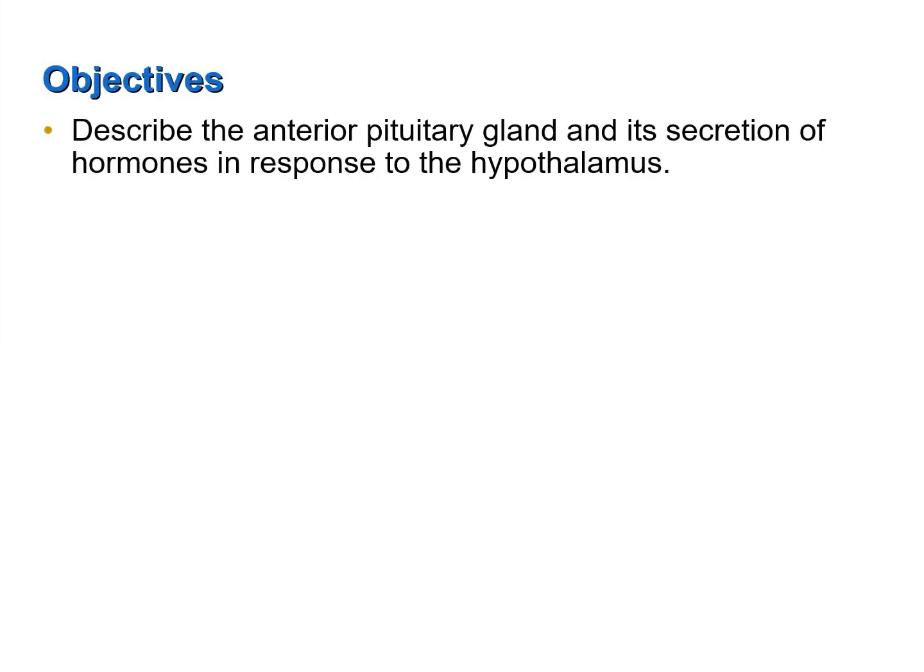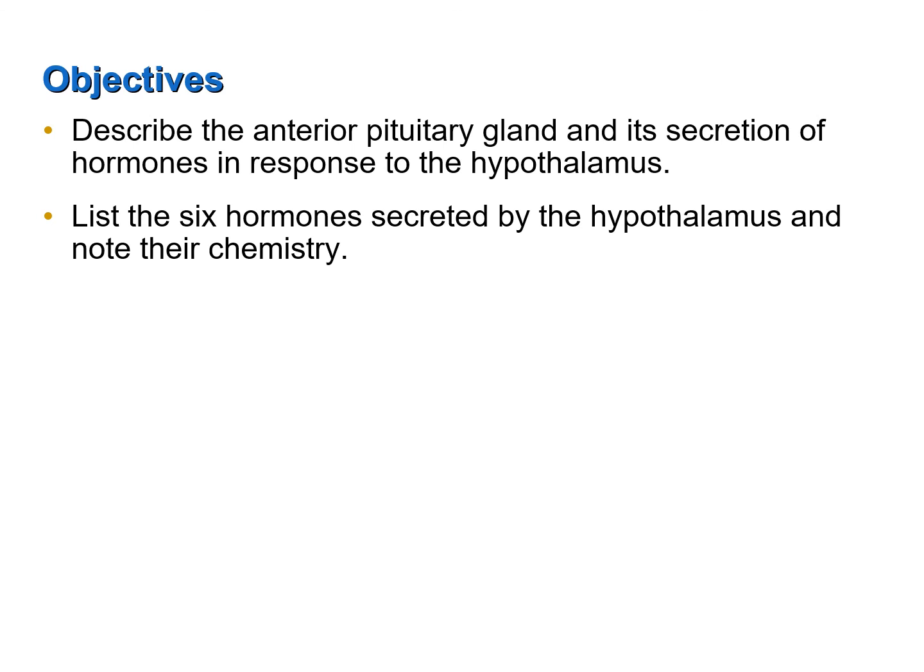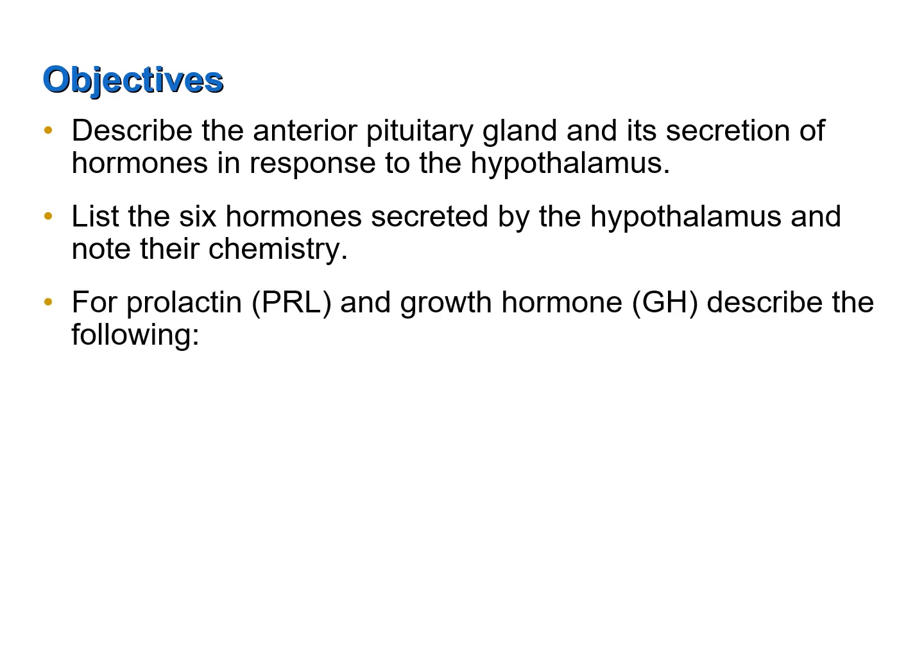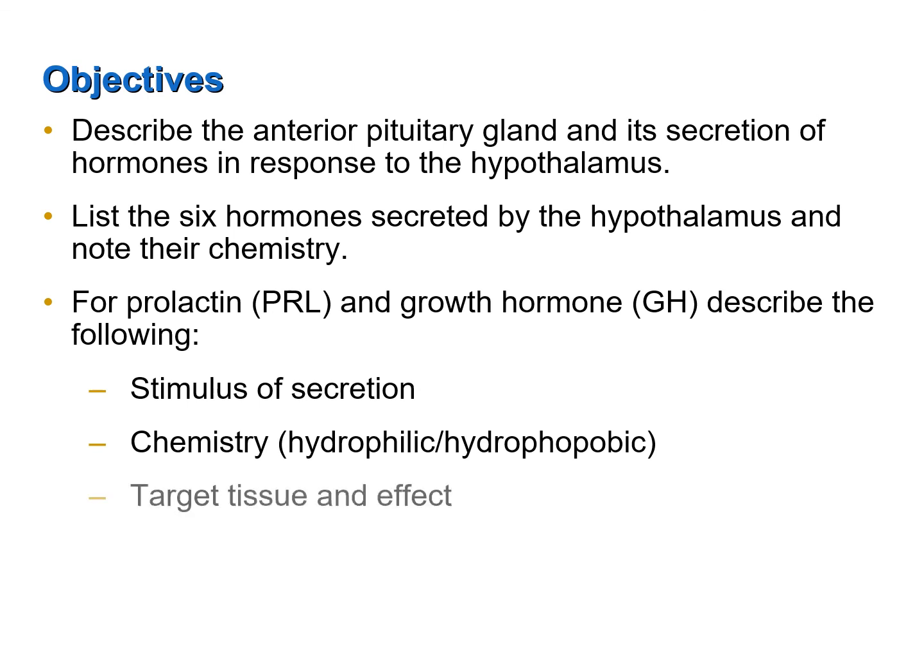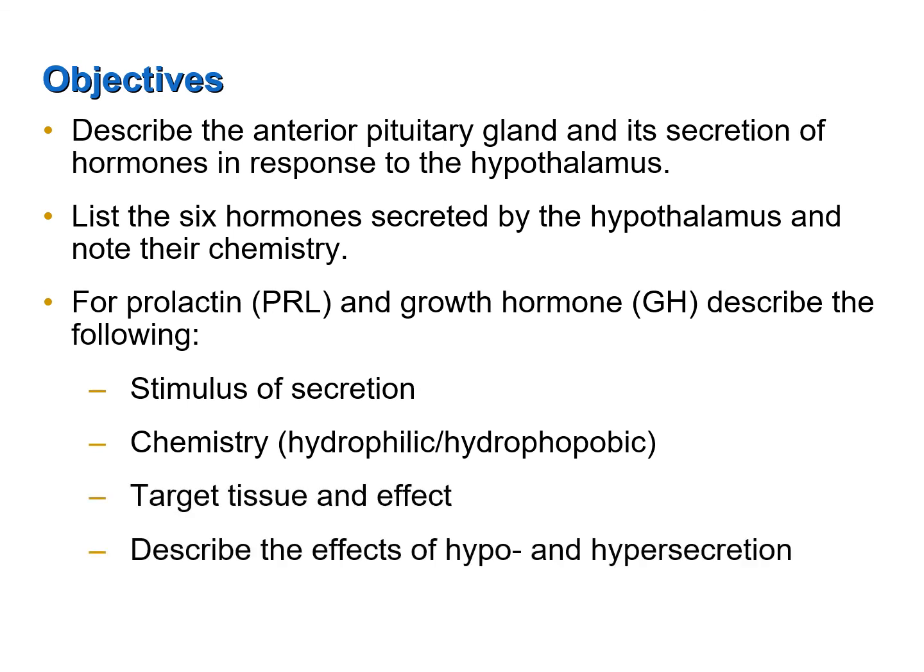Now let's review the objectives of the screencast. Describe the anterior pituitary gland and its secretion of hormones in response to the hypothalamus. List the 6 hormones secreted by the hypothalamus and note their chemistry. For prolactin and growth hormone, describe the following: stimulus of secretion, chemistry, target tissue and effect. Describe the effects of hypo and hypersecretion of the hormones, and describe how the hormones are regulated.